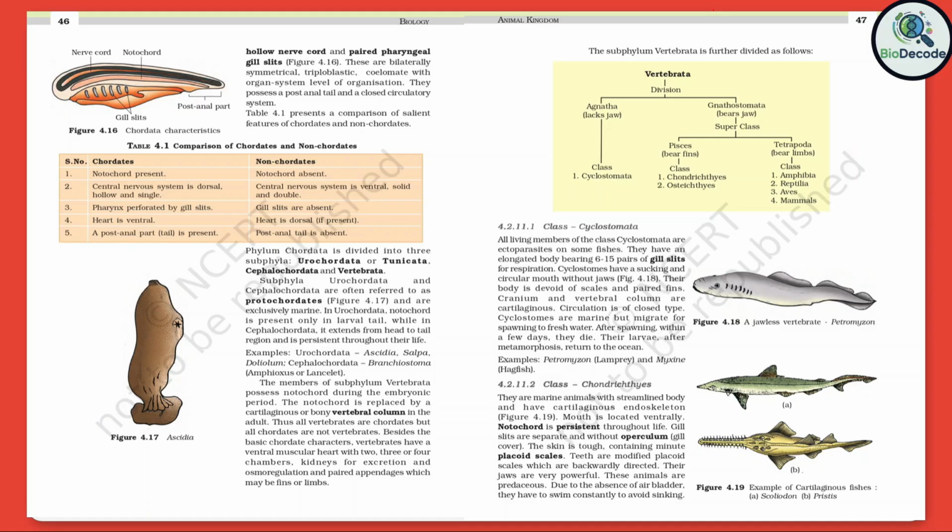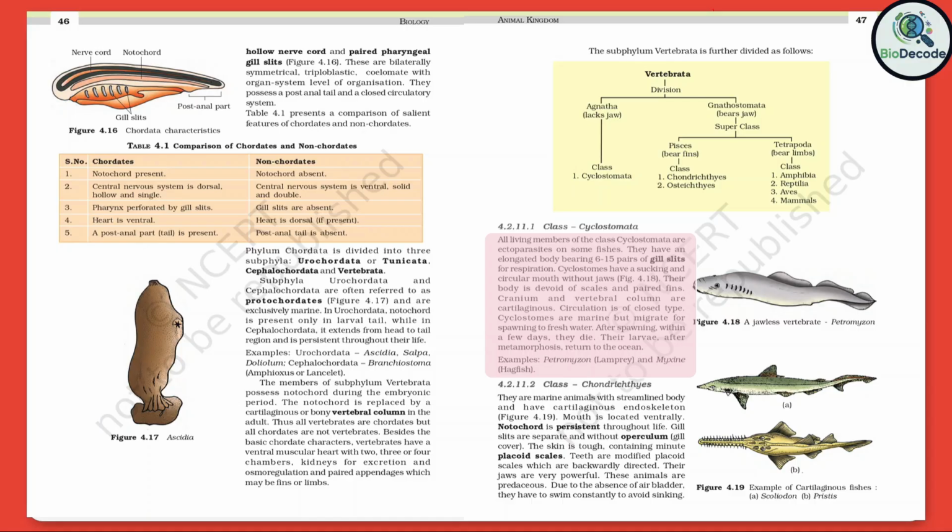Class Cyclostomata. All living members of the class Cyclostomata are ectoparasites on some fishes. They have an elongated body bearing 6 pairs of gill slits for respiration. Cyclostomes have a sucking and circular mouth without jaws. Figure 4.18. Their body is devoid of scales and paired fins. Cranium and vertebral column are cartilaginous. Circulation is of closed type.